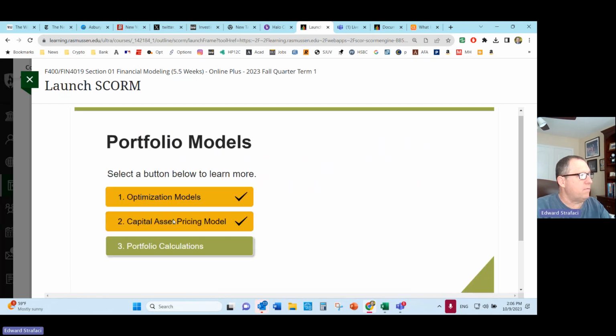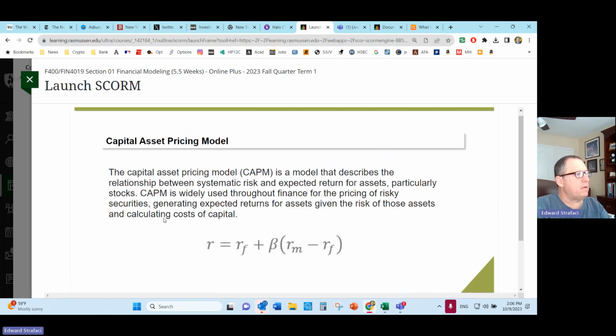Let's turn to the lesson menu. So the capital asset pricing model is the model that describes the relationship between systematic and unsystematic risk, particularly stocks. The capital asset pricing model is widely used throughout finance for the pricing of risky securities. Generally expect the rate of return.